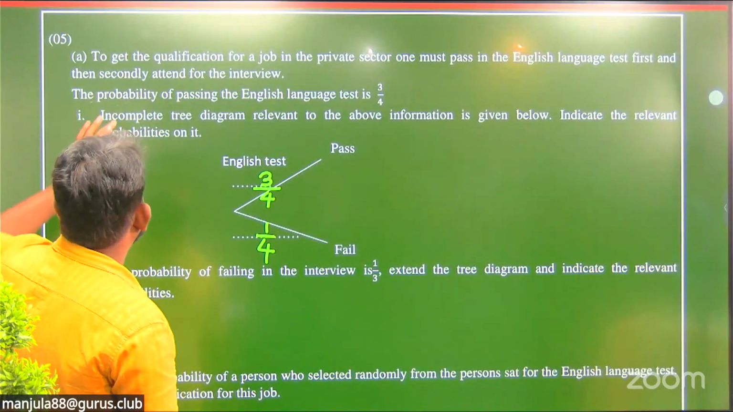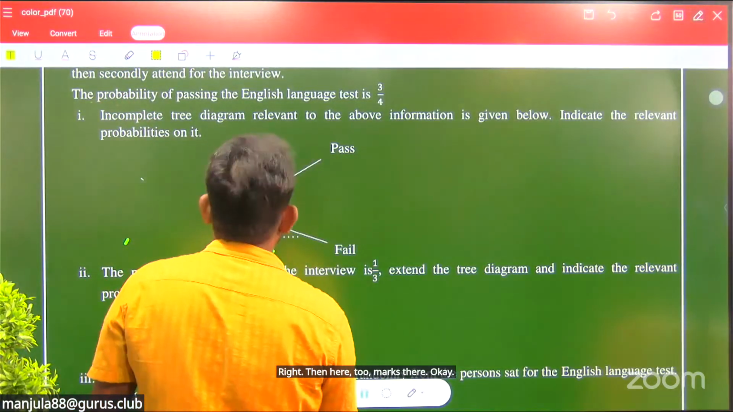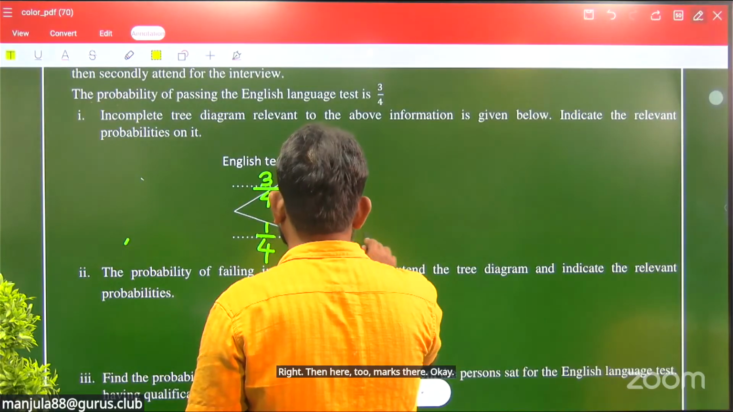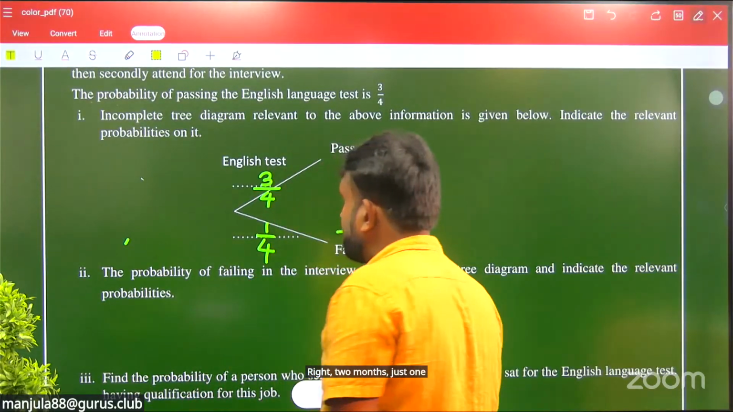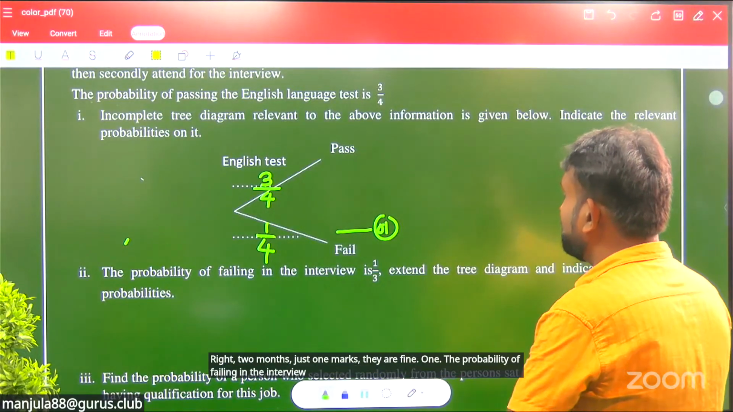Right. Then here 2 marks there. Okay. Right, 2 marks. Just 1 mark there. Fine. The probability of failing in the interview is 1/3.